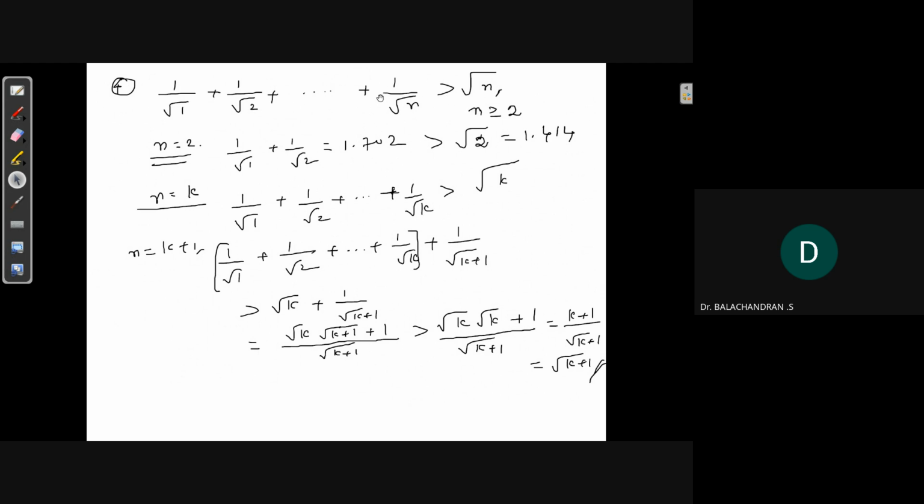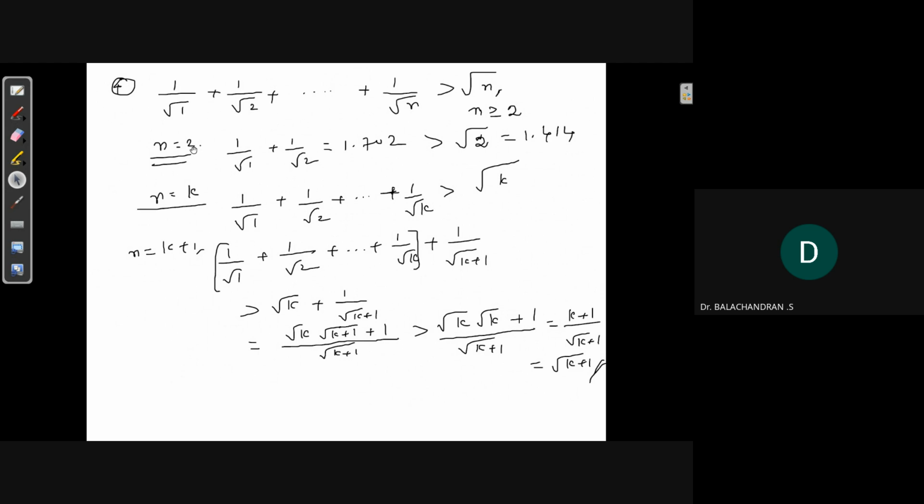In the statement itself, they gave n greater than or equal to 2. So now I am going to check n equal to 2. Some students will write only 1 by root 2. That is wrong. For n equal to 2, it means the first 2 terms.